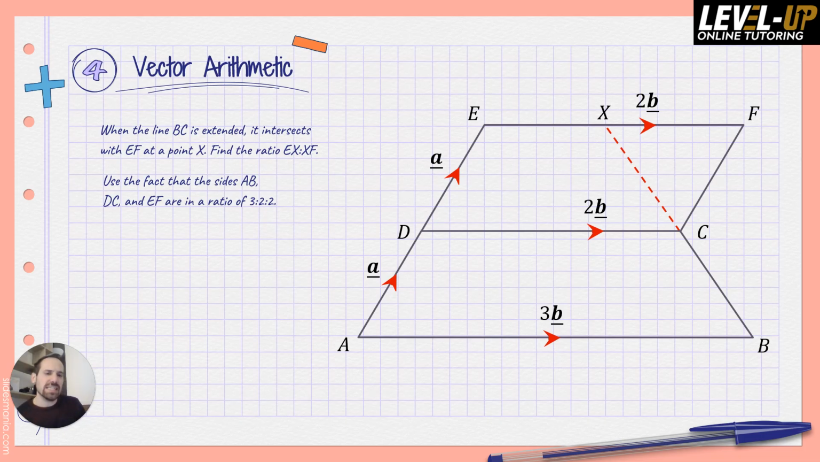So, how are we going to find out what CX is? Well, we're told that CX is an extension of BC. So they're going in the same direction. So straight away, that should be telling us CX must just be a multiple of BC. And we can use that.